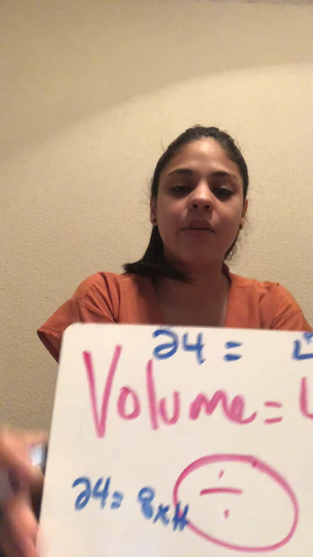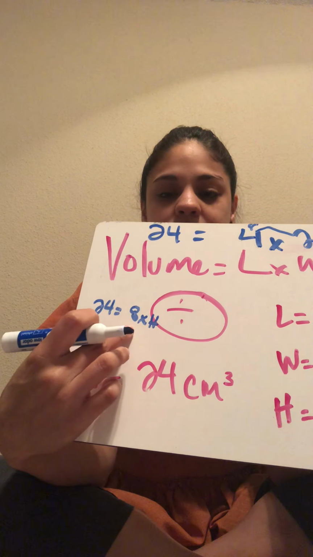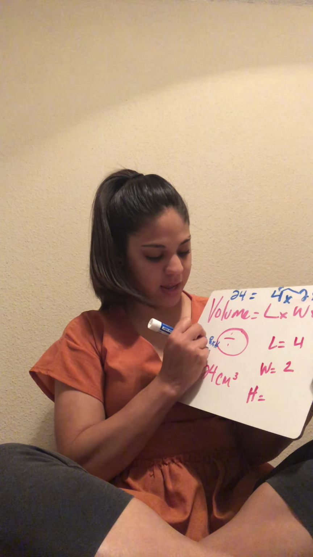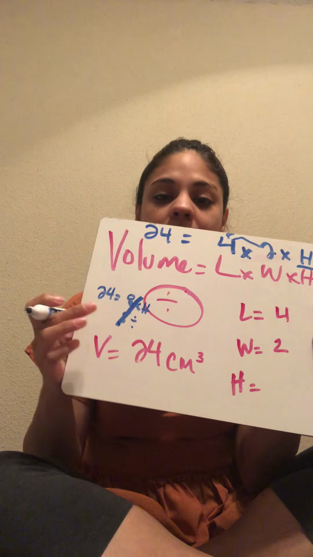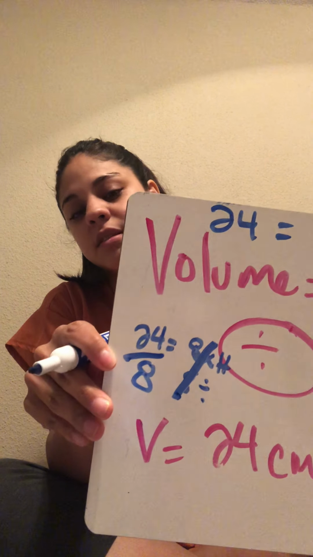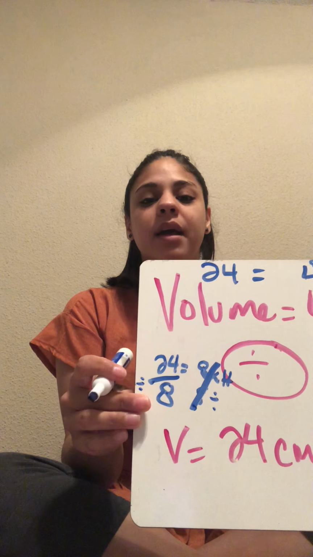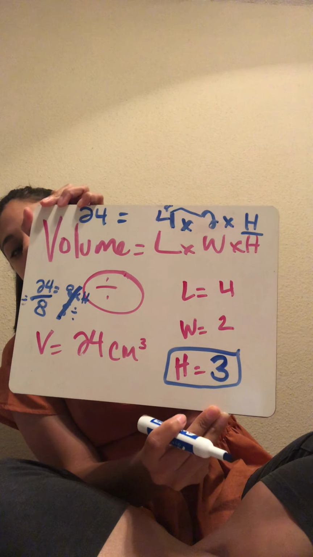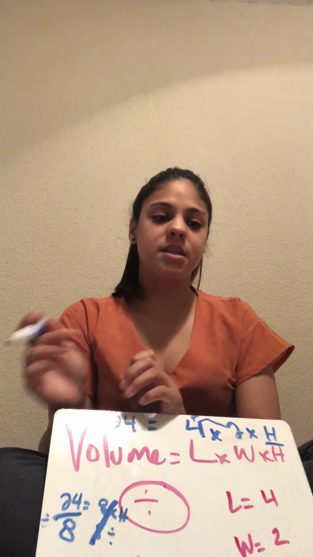You see that? How do I get that h by itself? What's the opposite of multiplication? Ding, ding, ding, ding. Division. So I divide this side by 8. And what you do to one side, you have to do to the other side. So 24 divided by 8. Remember that this bar right here means divide. I'm going to put it right here on the side. So 24 divided by 8 would give you what? 3. So h equals 3. And that's working backwards, guys, where you have to find a missing piece.